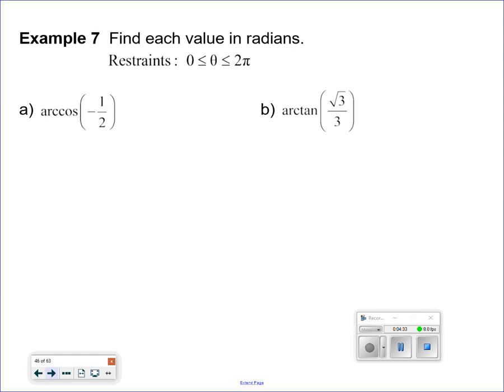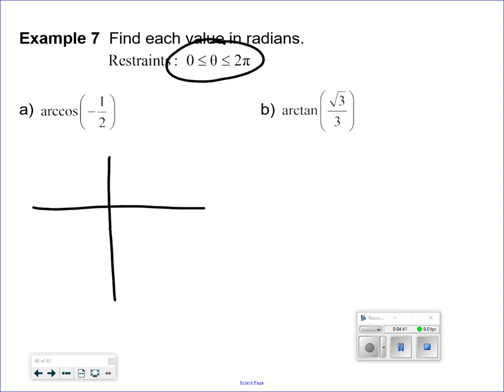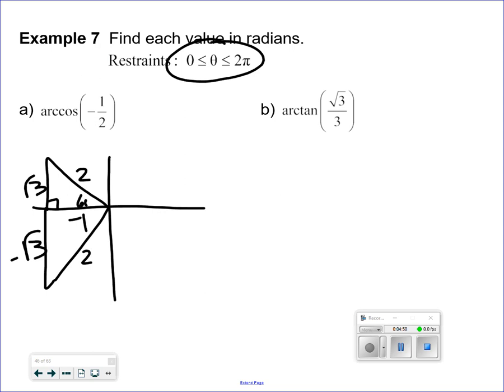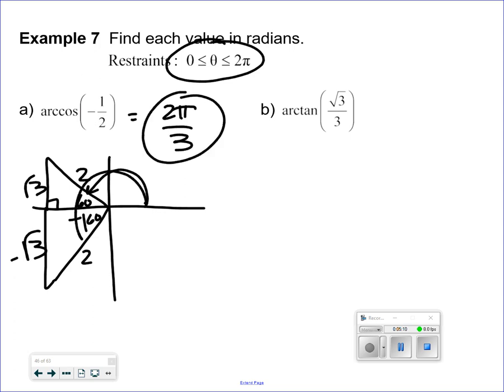Arc cosine, again, we have to remember our restrictions. You have to understand that it is all the way around the circle. Negative cosine: we're talking about adjacent being negative and hypotenuse being positive. The missing side on this is the square root of 3. So one's positive, one's negative. That's a 60-degree reference angle. So now you're talking about a third. So this angle measure in radians would be 2/3 pi, and this angle measure in radians would be 4/3 pi.